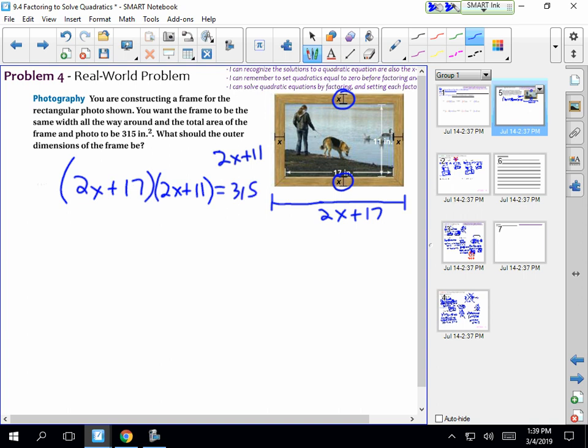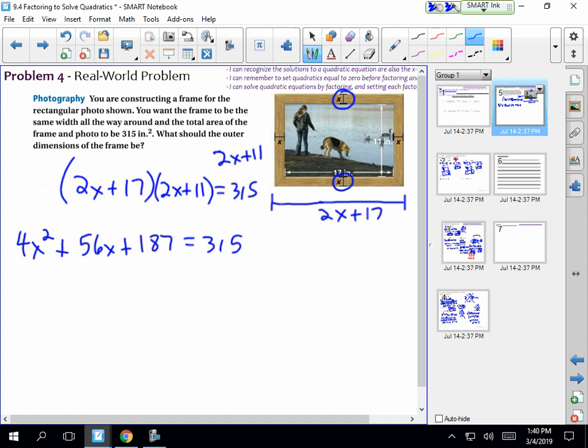So, in the interest of time here, I'm going to tell you what we get rather than wait for you to plug it in. Do you have it already? It's 4x squared plus, you do. You have to FOIL it. It ends up being a middle term of 56x plus 17 times 11 is 187 equals 315. So, in an attempt to make this a real life sort of problem, we get some numbers that are rather large. 315 is what it should equal.